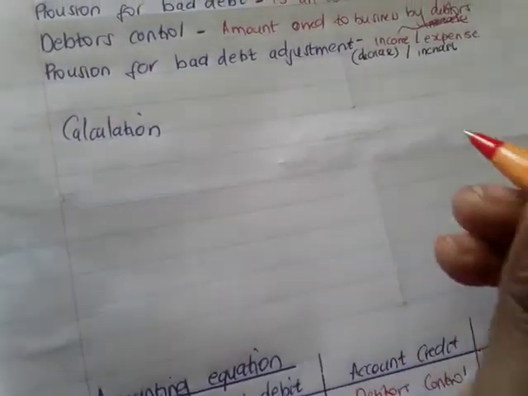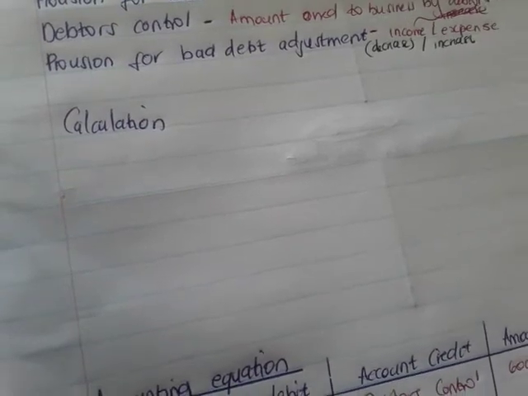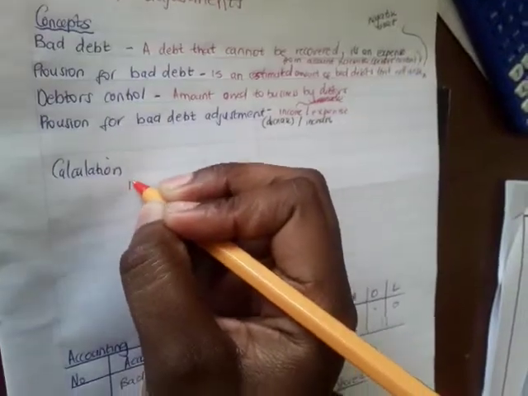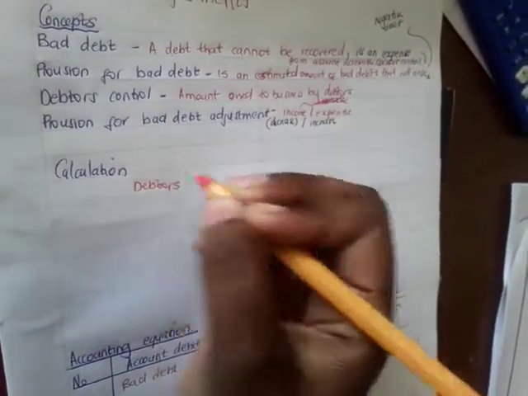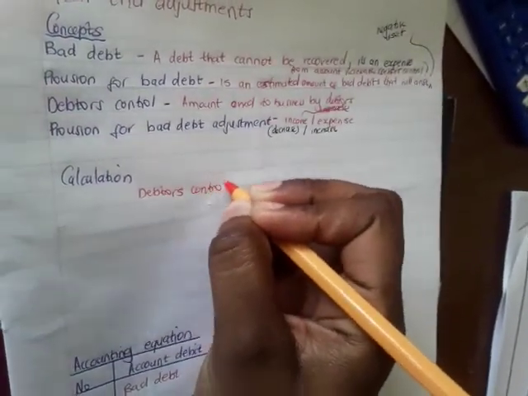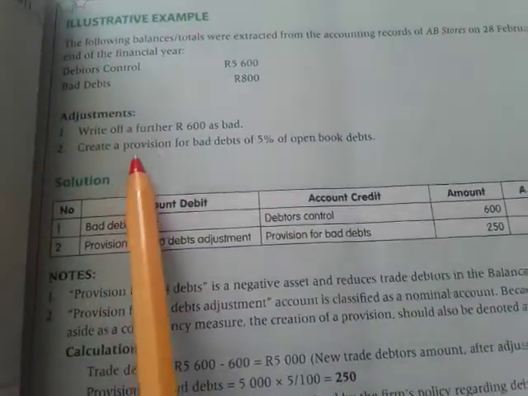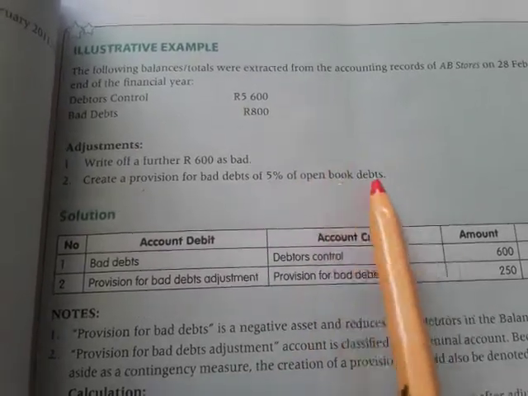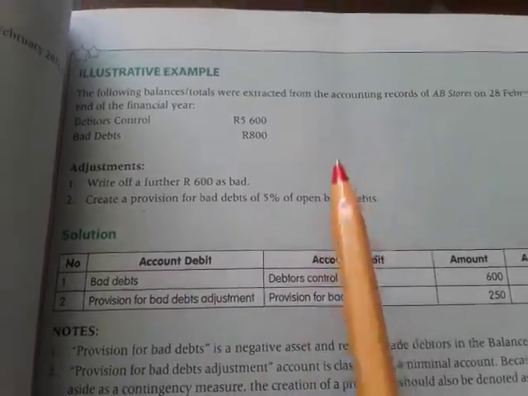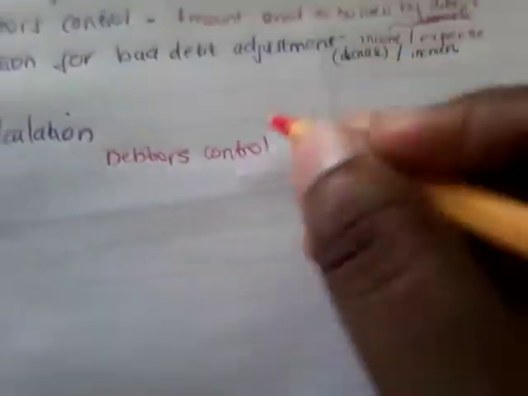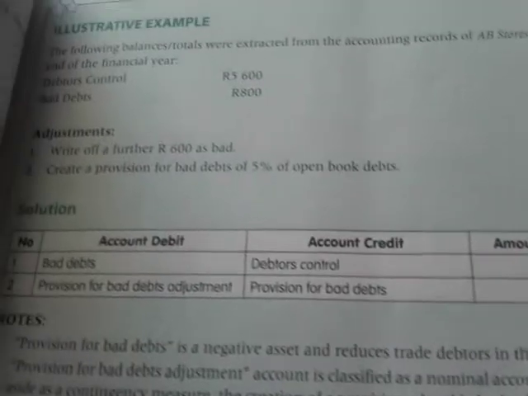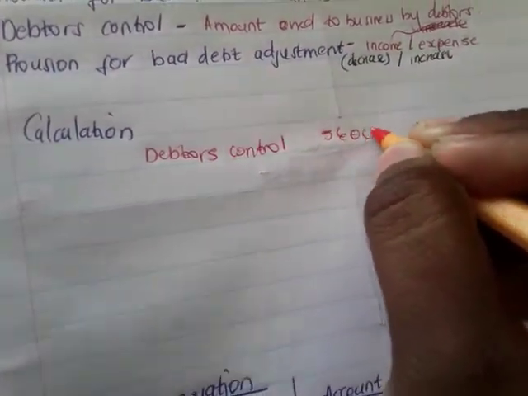For you to be able to calculate your provision for bad debts, you need to have what? You need to have your debtors control, because you are told that you should create a provision for bad debts of 5% of your debtors control, book debts of your debtors control. So you need to have your debtors control amount, which is 5,600.